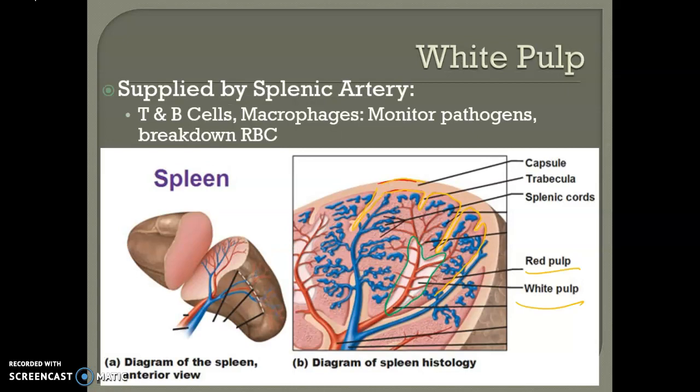Last thing, the white pulp has T cells, B cells, and other macrophages, and that monitors the blood for potential pathogen. Also remember, the spleen scans the blood, not the lymph. And spleen also helps in breakdown of old RBC. Remember from the blood lecture, old RBCs are phagocytosed in the liver and spleen. We talked about this before.